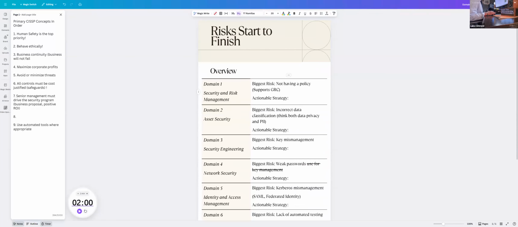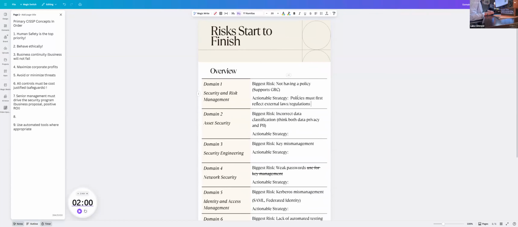So for domain 1, not having a policy, an actual strategy must be that the policies must first reflect, what do we adhere to first? Laws and regulations when we create policy, or our company's own requirements? Of course, policies must follow external laws and regulations, because if you don't follow laws and regulations, your company is not going to stay afloat. So you need to follow laws first, and then you can implement policies that reflect your own corporate structure. It's very crucial. Every other domain ultimately ties back to policy in domain one.